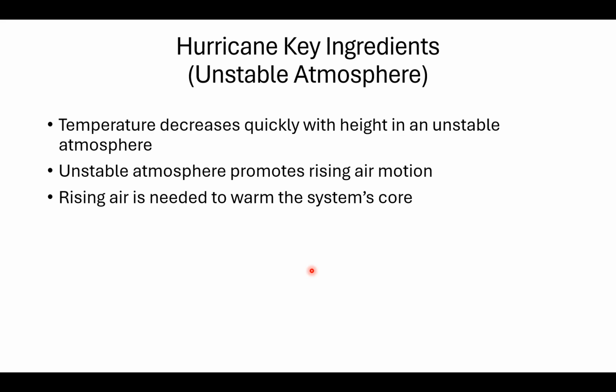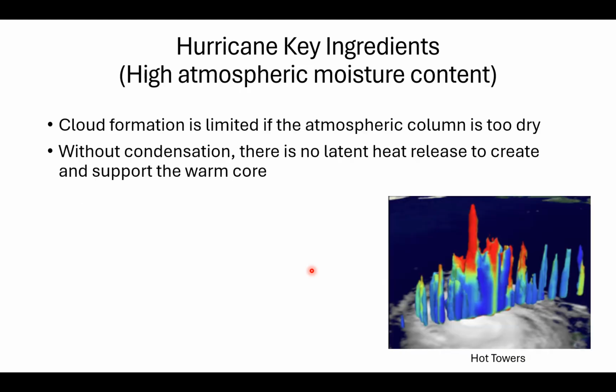It basically takes in low-level converging air. That low-level converging air rises, extracts heat right off the ocean surface, and that fuel is then lifted to great heights in the atmosphere, and then it spreads out aloft above the system where you have an exhaust mechanism.